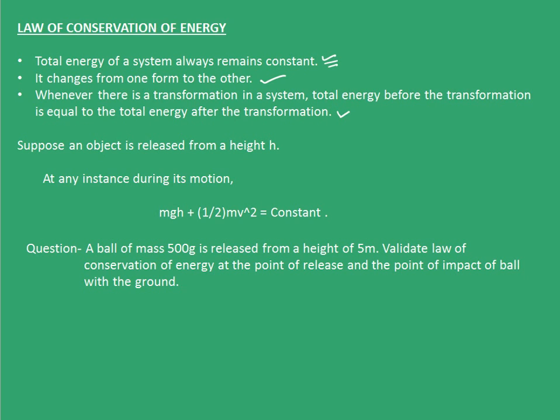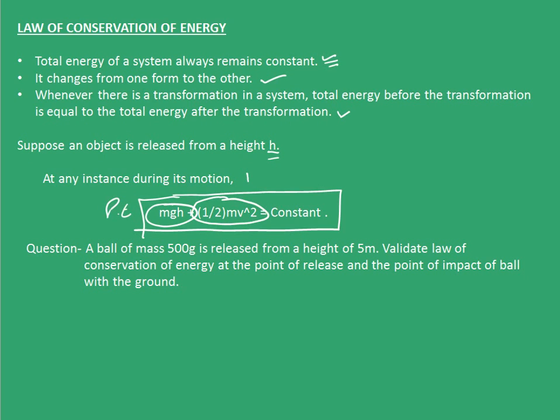Now suppose an object is released from a height h. At any instant during this motion, we have mgh plus half mv square is constant. Here the first term mgh is my potential energy term. The second term half mv square is my kinetic energy term. So the net energy, potential energy plus kinetic energy, remains constant.